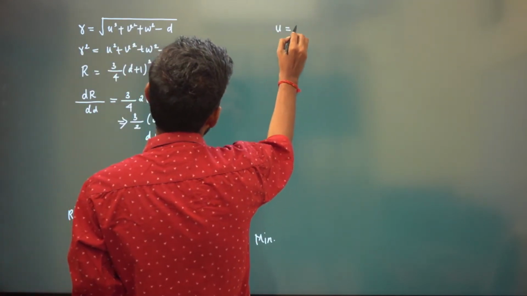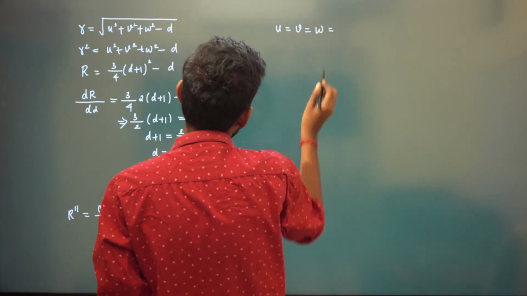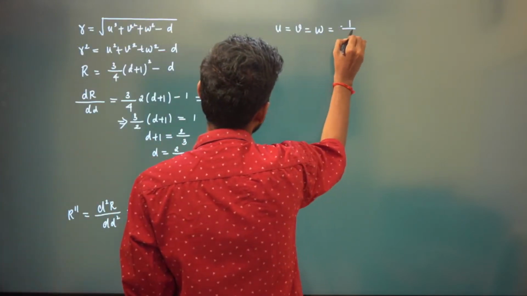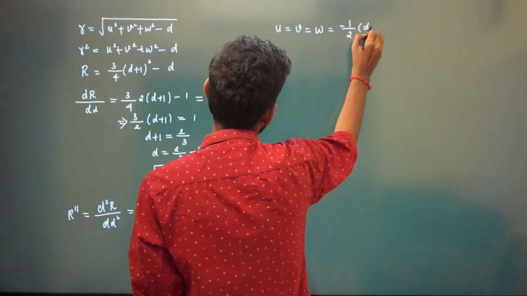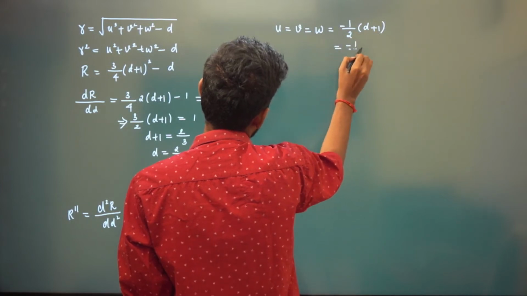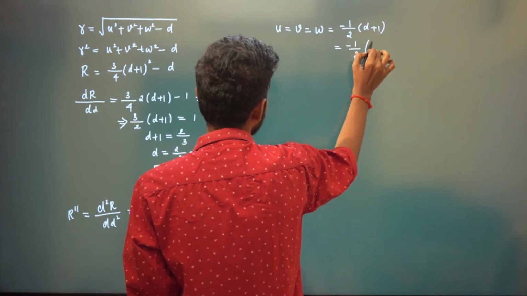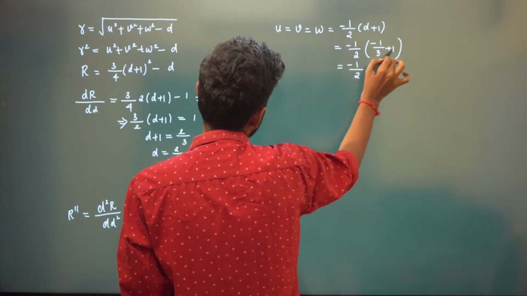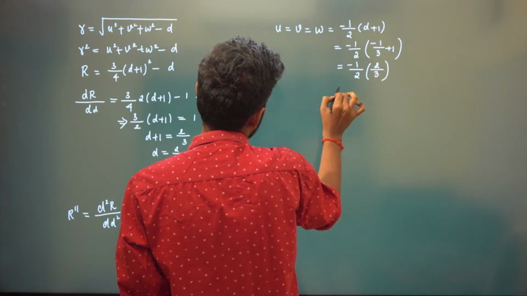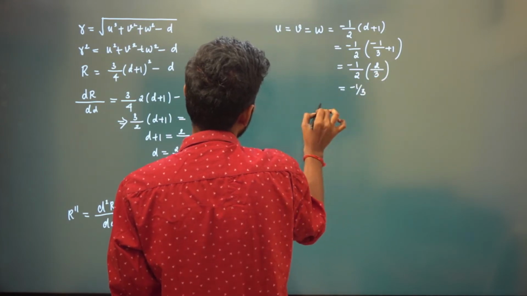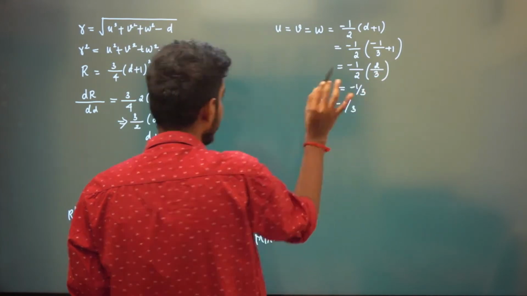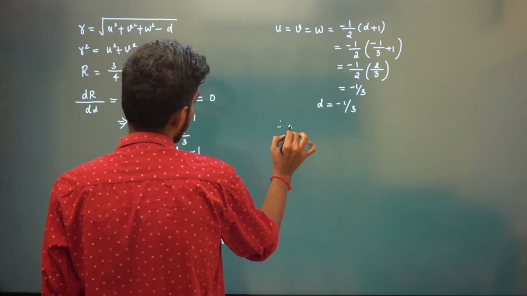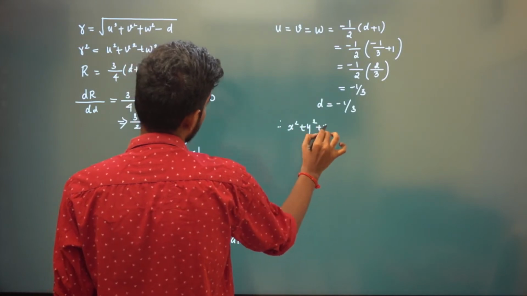So u, v, w are all the same, equal to minus 1 by 2 (d plus 1). So this will be minus 1 by 2 times (d plus 1), where d is minus 1 by 3 plus 1. So minus 1 by 2 times 2 by 3. So you will get u, v, w all equal to minus 1 by 3, and d is also minus 1 by 3, right?